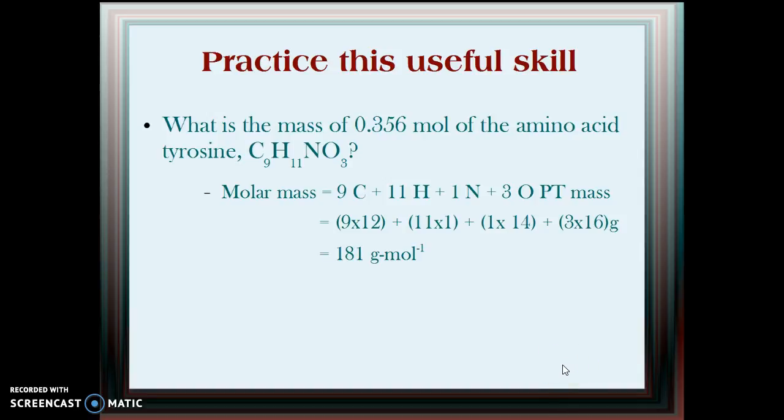We now go to the problem. The mass of 0.356 moles is equal to 0.356 moles times 181 grams per mole, or 64.4 grams. When we use the mole, things get a lot simpler.